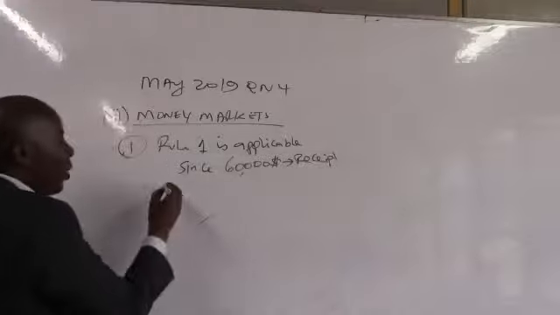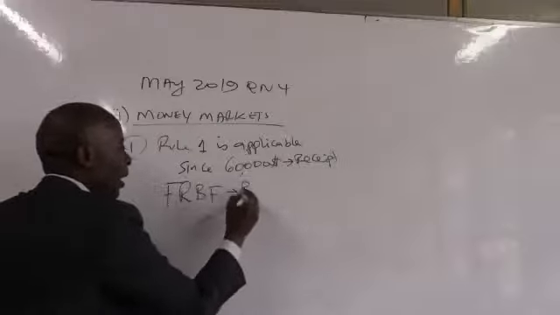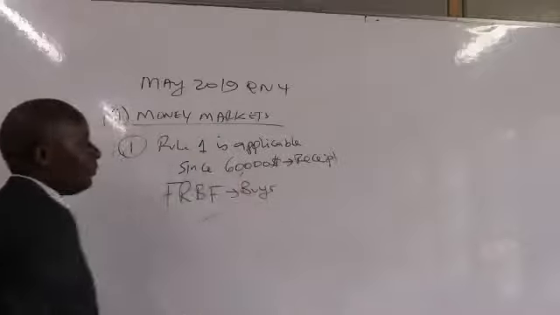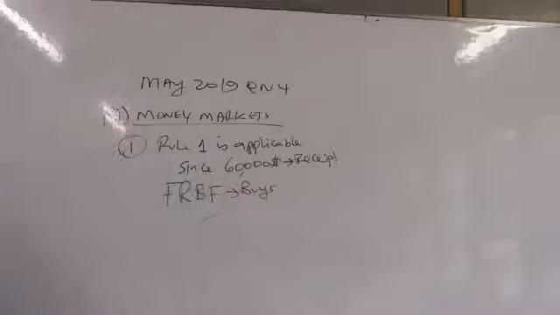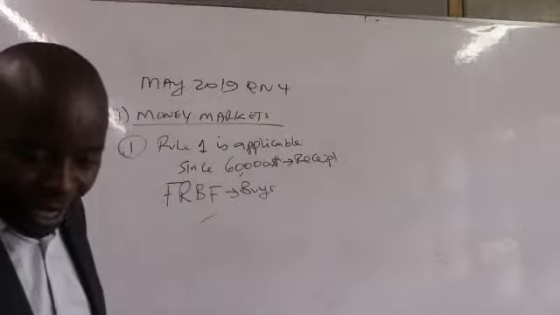So rule number 1 goes like this: foreign receipt, borrow foreign. This is rule number 1.